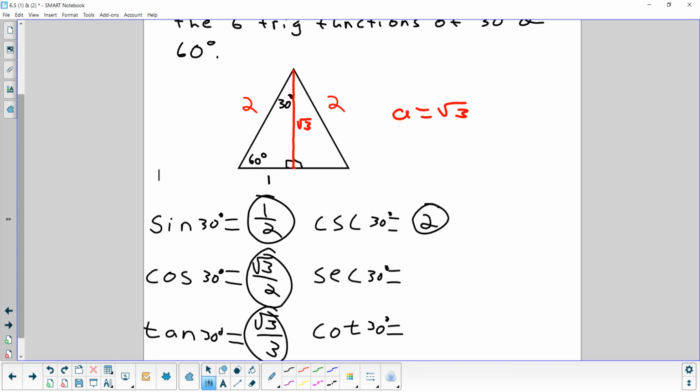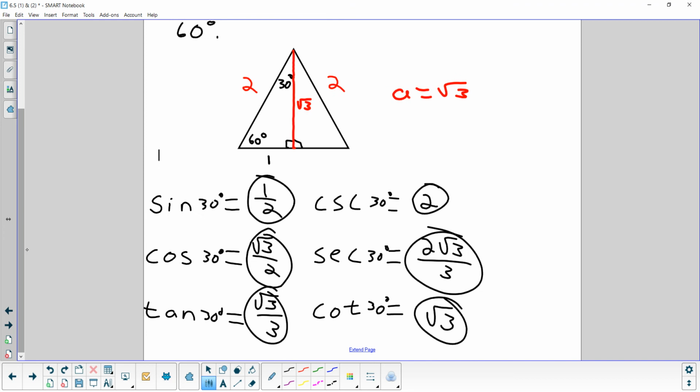2. Maddie, my secant? 2 square root of 3 over 3. Yep. And Lindsay, my cotangent. Square root of 3. When you flip it, it would be 3 over root 3, and when you fix it, it would just be root 3.